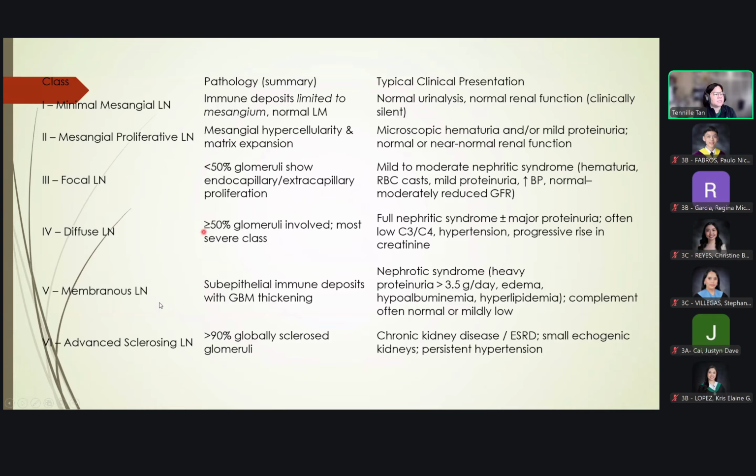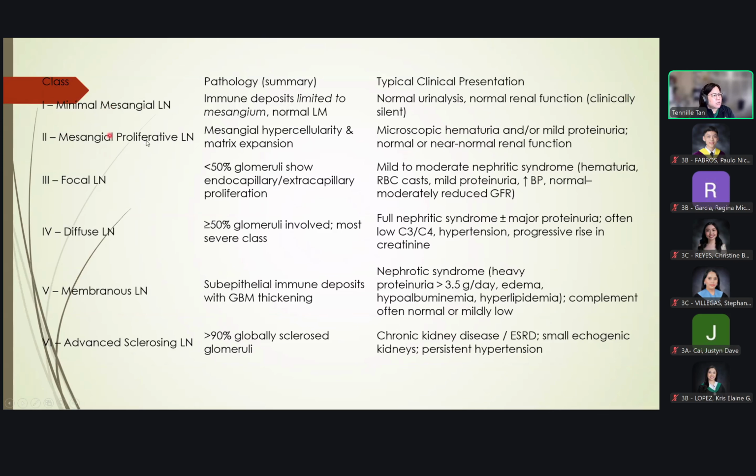And also of note is that patients with class 3, class 4, they can occur concurrently with your membranous lupus nephritis. So for class 1, it's minimal mesangial. It's usually only immune deposits that are limited only to the mesangium. Usually on light microscopy, it's normal. So the presentation for the patients, normally they'll have a normal urinalysis and normal renal function. So it's clinically silent at class 1.